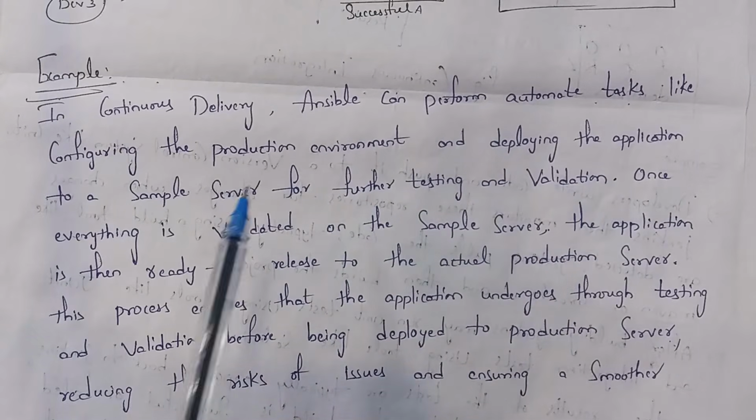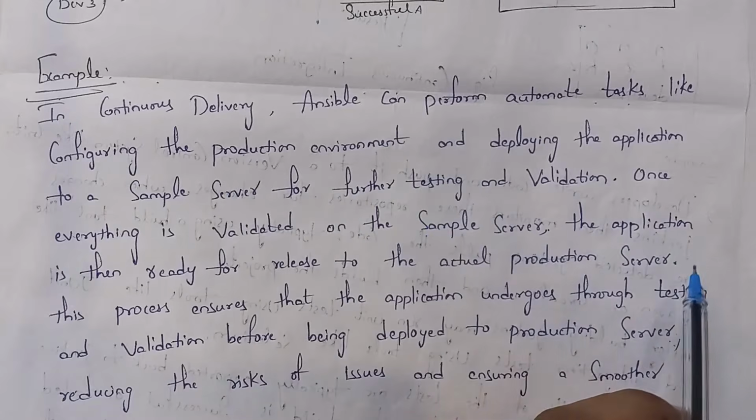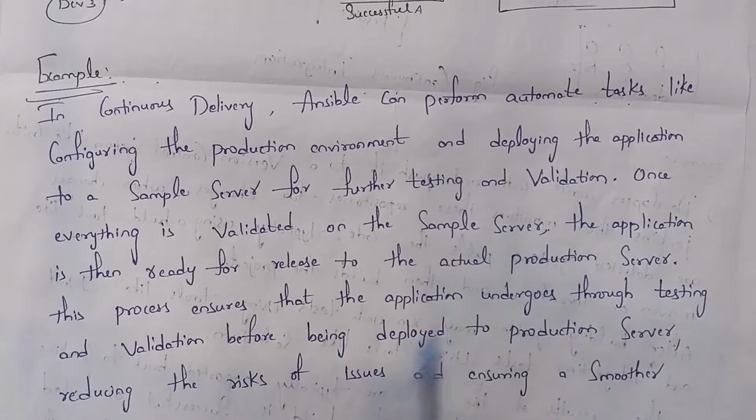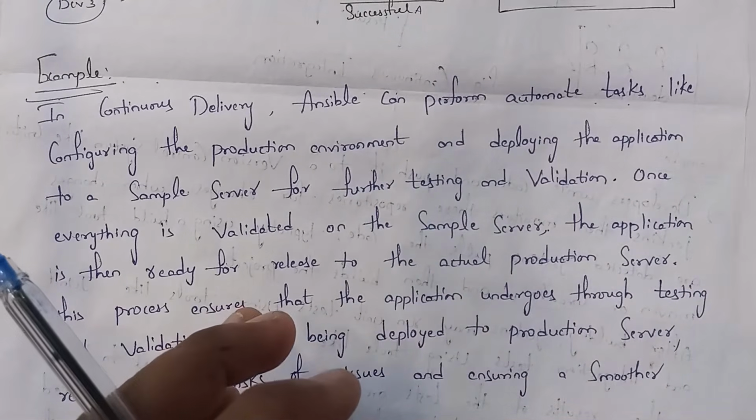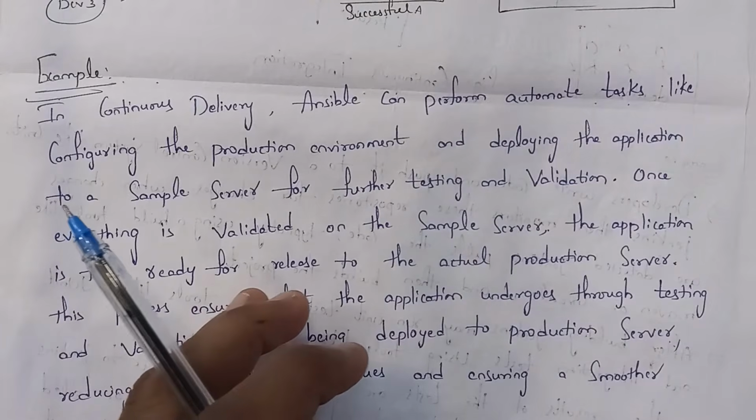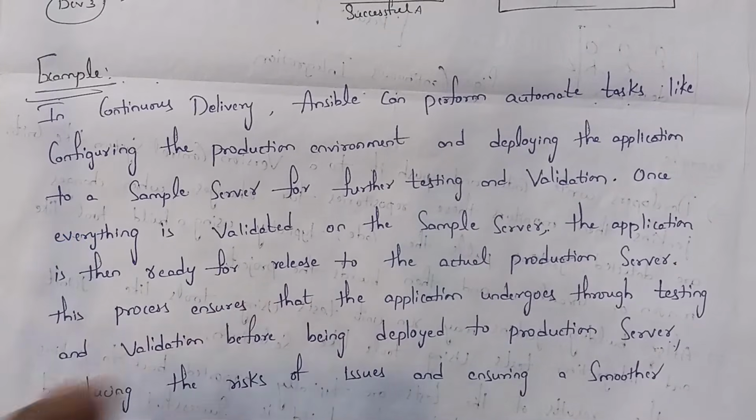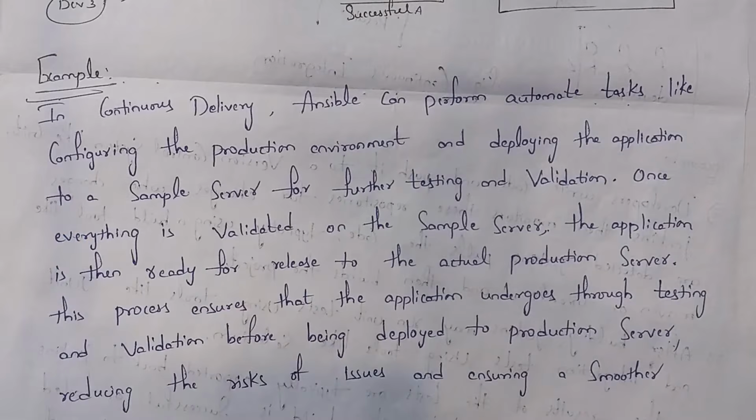Once everything is validated on the sample server, the application is then ready for release to the actual production server. So if we perform this operation on the sample server, we will not face any problem on the production server. This is all about continuous delivery. Next I will explain what is continuous deployment.